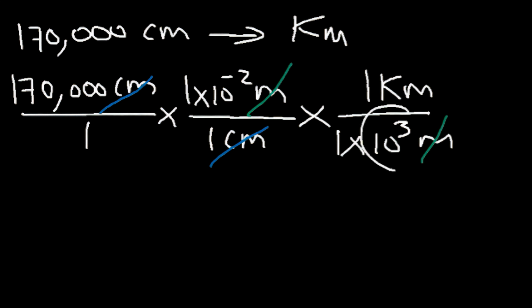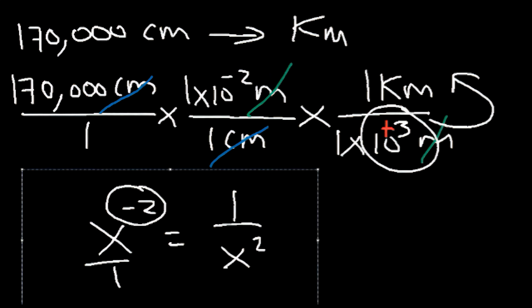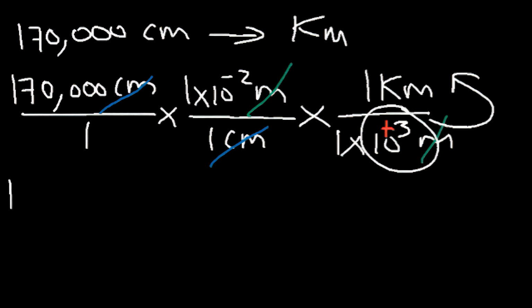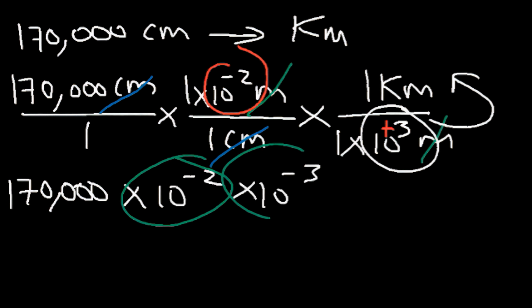Now what's going to happen if we take 10 to the third and move it to the top? X to the negative 2 is the same as 1 over x squared. Whenever you move an exponent from one side to the other side, it changes sign. So the positive 3 on the bottom will become negative 3 when it moves to the top. So we can rewrite this as 170,000 times 10 to the negative 2 times 10 to the negative 3. What is 10 to the negative 2 times 10 to the negative 3?